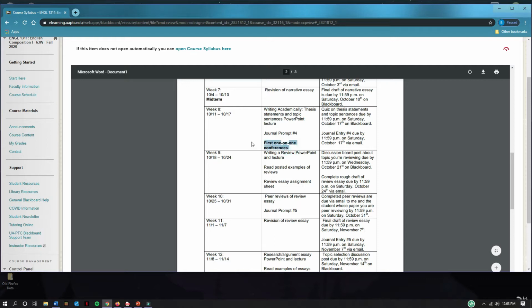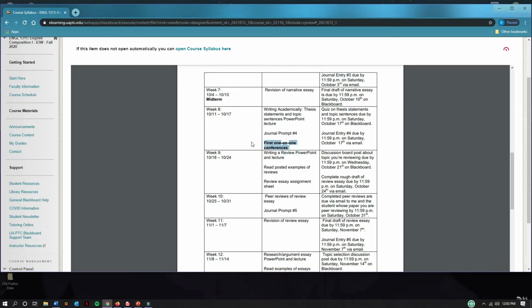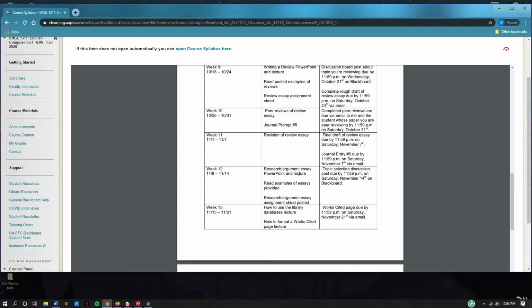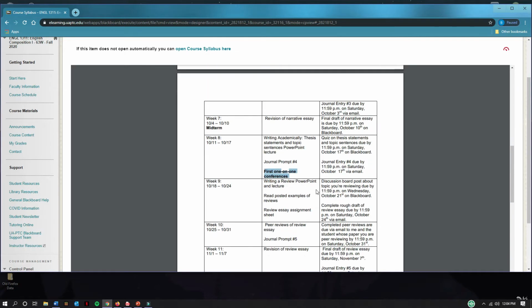You'll also see that we have our first one-on-one conferences this week. So grades are due by Wednesday, which means I'm going to have your narrative essays graded by Wednesday. And then after I submit those grades, it'll go through the system, and then your midterm grade will be on your portal for all of your classes. But I am going to have a one-on-one conference with you about your midterm grade, and I will send out a sign-up sheet for you to sign up for certain times and methods of how you want to meet to chat with me about your grade and how you're doing in this class and things of that nature.